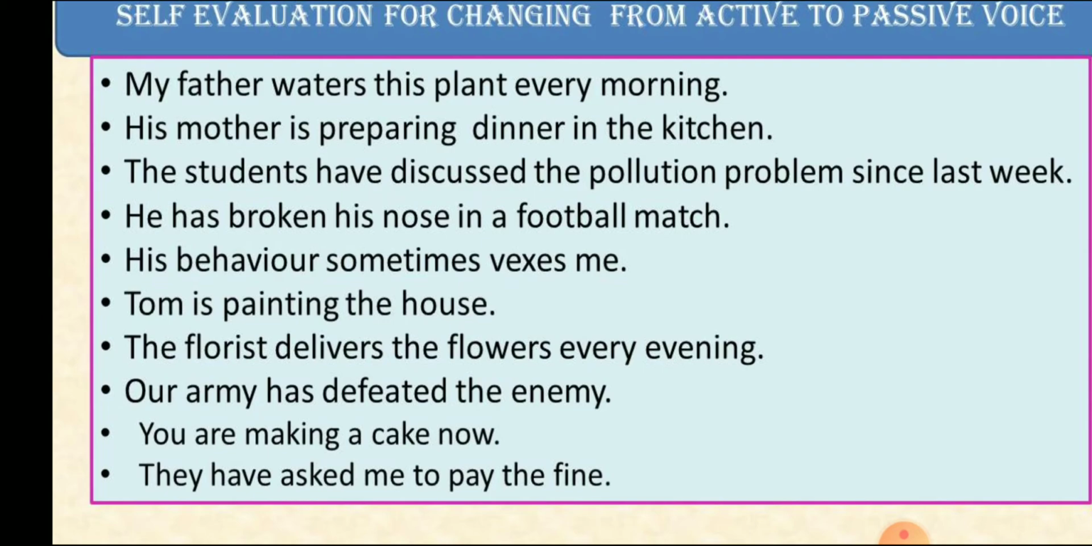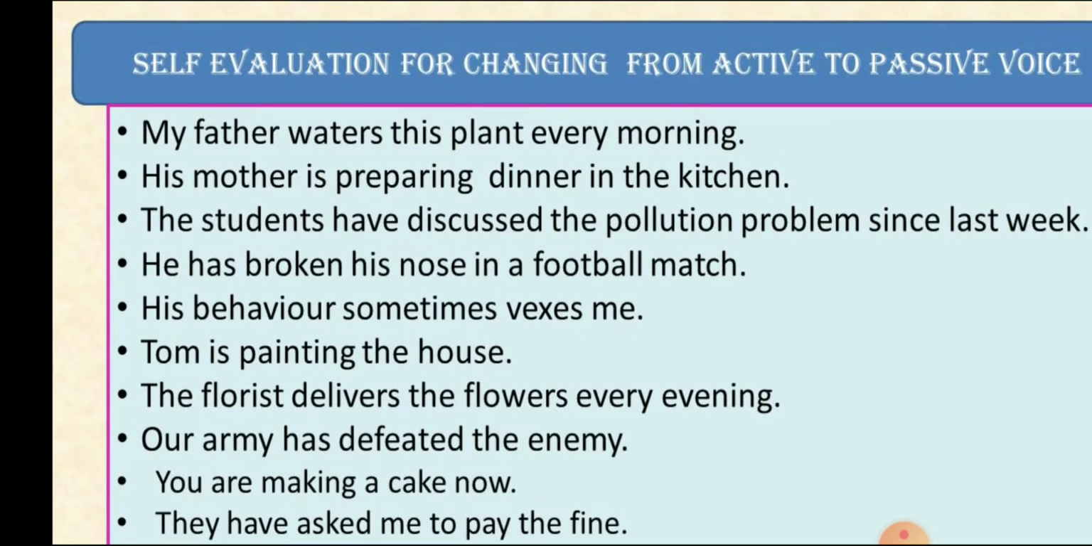Yes. So we have to identify the subject and object. That is, we have to identify whether the verb is in transitive form or not. Transitive form means definitely it should have an object. So, my father waters this plant every morning. My father is the subject, this plant the object. Interchange the subject and object.